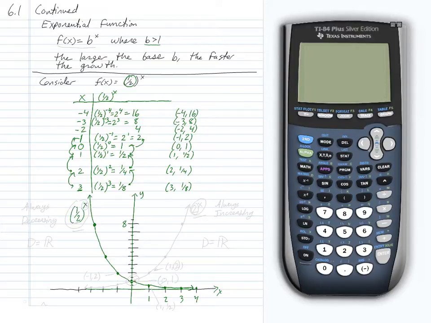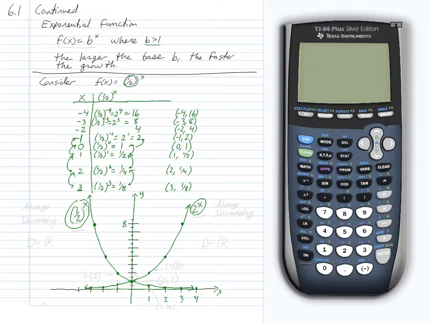Alrighty, so those are our two graphs, and I'll put 2 to the x back on here. So 2, 2, 4, 3, 8, negative 1, 1/2, negative 2, 1/4, negative 3, 1/8, and so on. So there's 2 to the x. And 1/2 to the x. Okay, so these are the basic shapes of our exponential functions in this section.